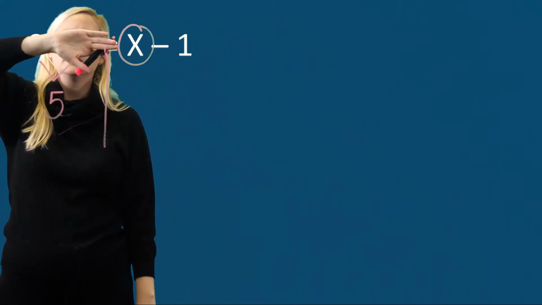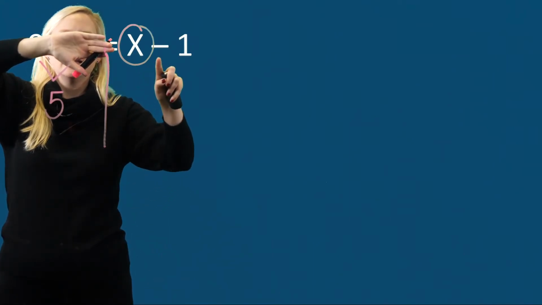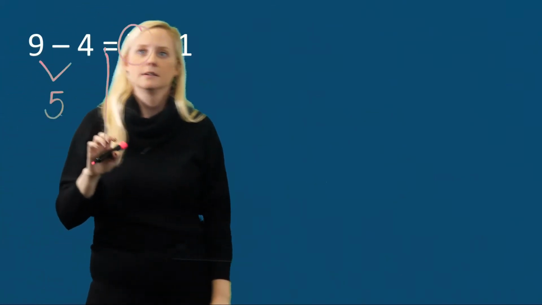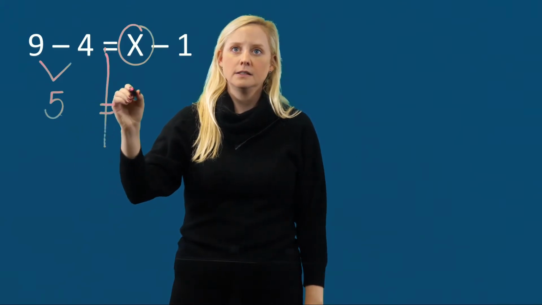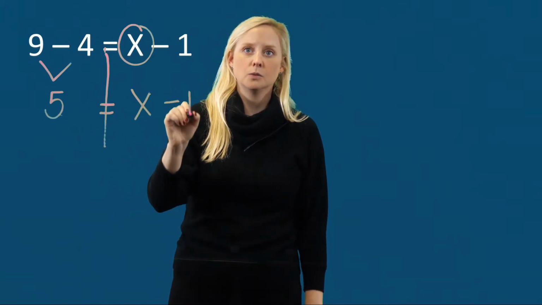Then I'm going to cover up this side of the equal sign. This says x minus 1. There isn't anything I can do ahead of time there. But I am going to rewrite my equation. This says 5 is the same as x minus 1.